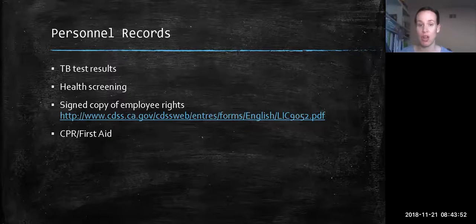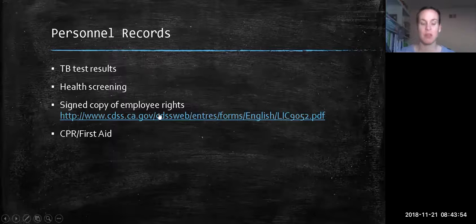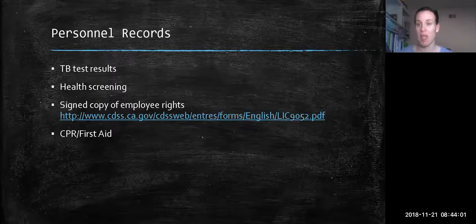They need to have current health screenings. They need to have a signed copy of the employee rights as well, and then they have to have their CPR and first aid access as well. So this is really what licensing wants, and one of my past students had a great idea.